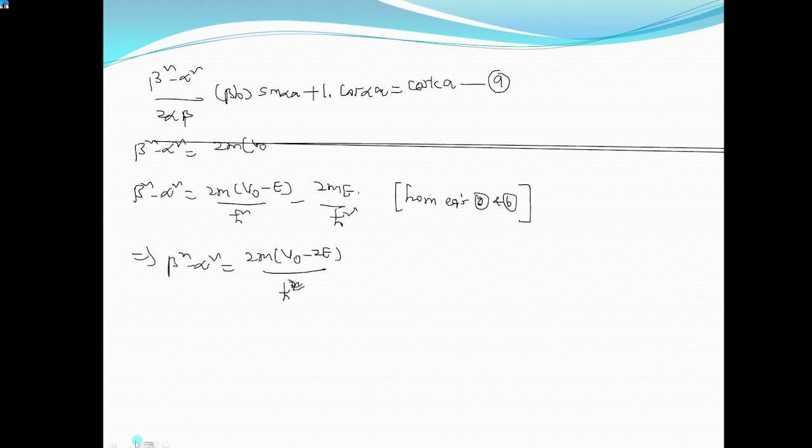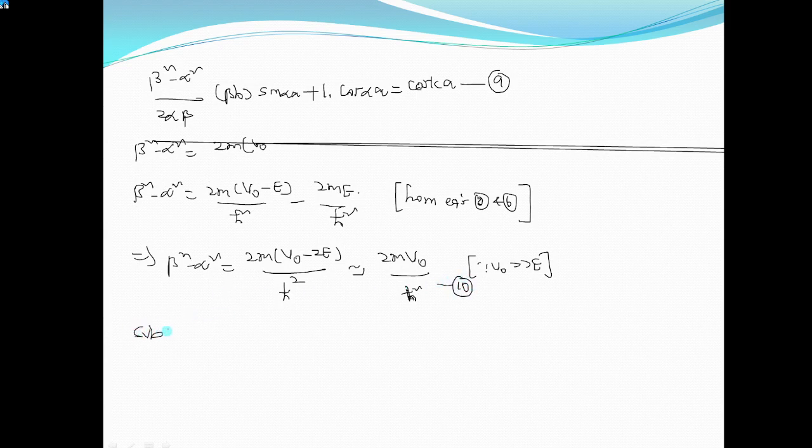So here 2m into (V naught minus 2E) by h cross square, which is similarly equal to 2m V naught by h cross square. Okay. So beta square minus alpha square value is 2m V naught by h cross square, since V naught is greater than E, means when compared to V naught you can neglect E. So this is equation number 10.